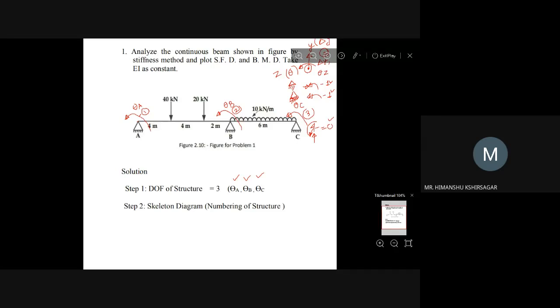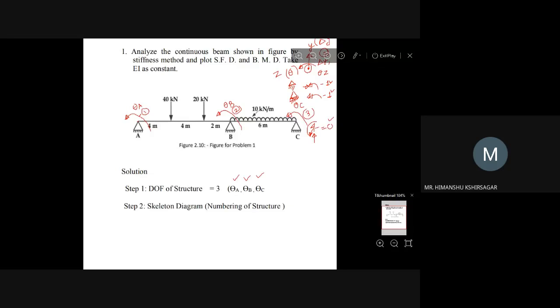Theta means rotation. Then we will plot a skeleton diagram, which shows the node numbers, member numbers, the freedom and the restraint code. That is also called the numbering of the structure.